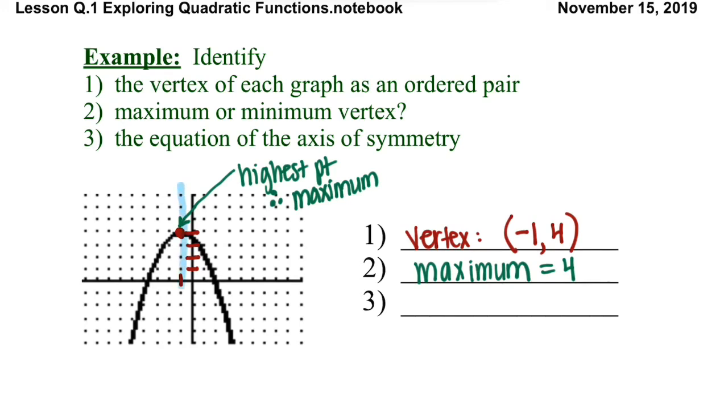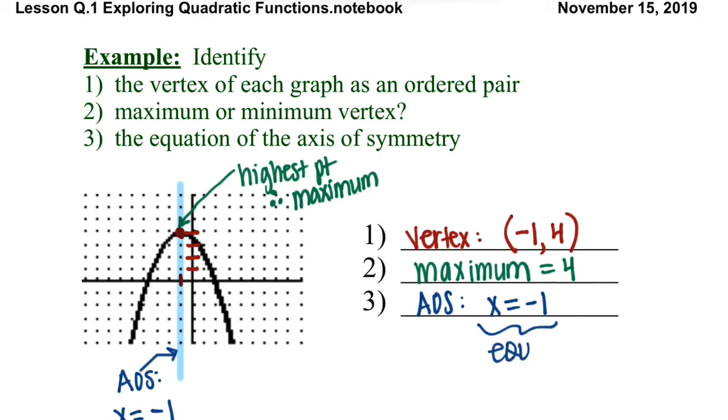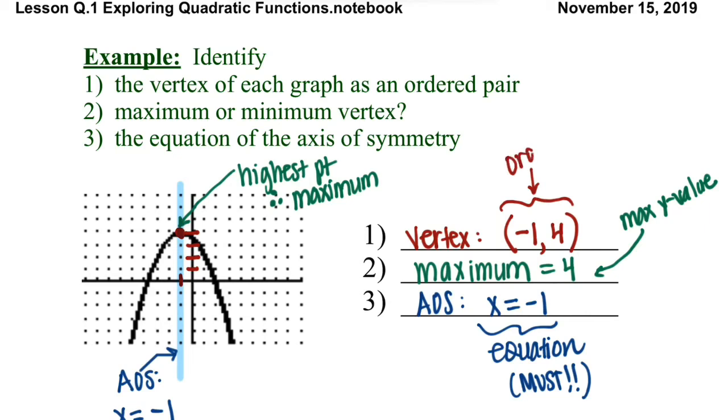The equation of the axis of symmetry is the equation of that vertical line that goes through -1, which is the x value of your vertex. So the axis of symmetry equation is x equals -1. Now, everything I've written here is very, very important. This has to be an equation for your axis of symmetry. Your axis of symmetry has to be an equation. That's a must. This value right here is just the maximum y value. And then, of course, your ordered pair is required to show the location of your vertex. So the ordered pair is required.